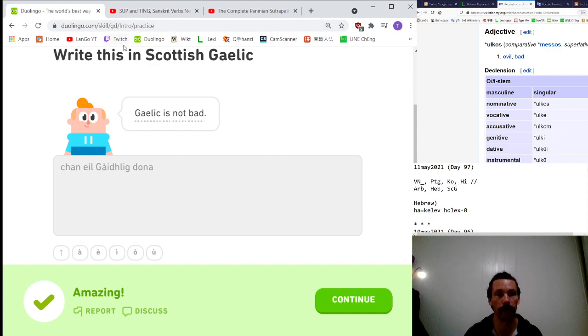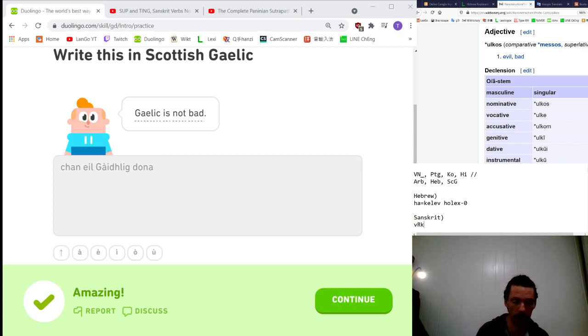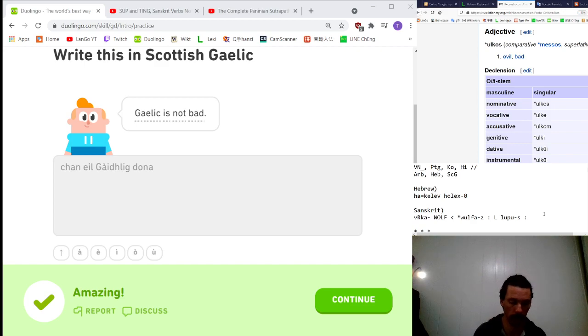Speaking of the wolf, it's a nice example of a thematic noun. Now that we know pretty much the basic case endings, let's look at the most common noun. It's actually quite deviant in terms of the markers. Vrkaha. Vrka. In Vedic, the first syllable is accented. Vrka is the wolf, cognate with Latin lupus, Greek lupus. Wolf comes from an older wulfas. Z is the case ending, lupus, S is the su, Greek lukos.